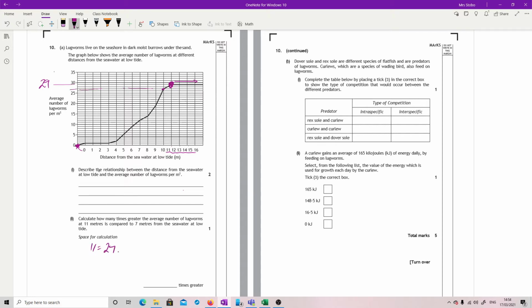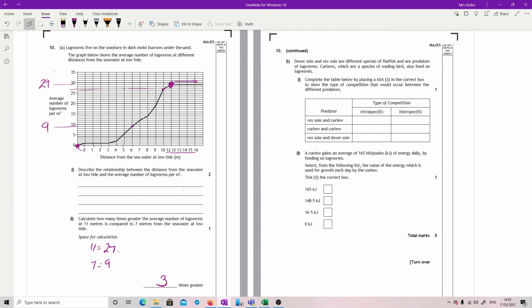Okay, at 7, right, remember that's actually 0. So 1, 2, 4, 5, 6, 7. So 7 is actually here. Oh, actually, that makes it a bit nicer. There we go. There's 9. Okay, so at 7, it was 9. And I'm just looking for 27 divided by 9. 3 times greater.